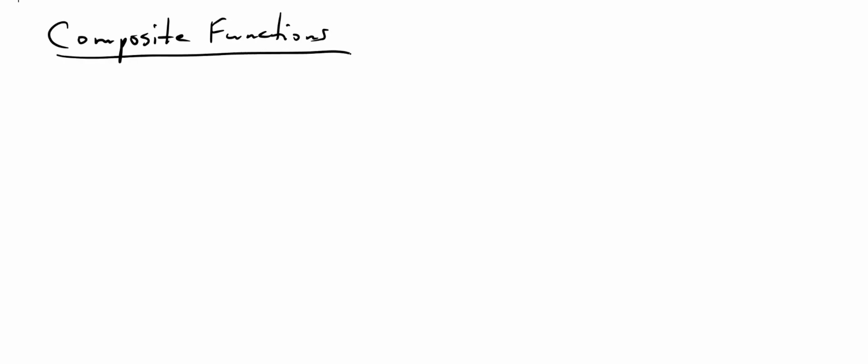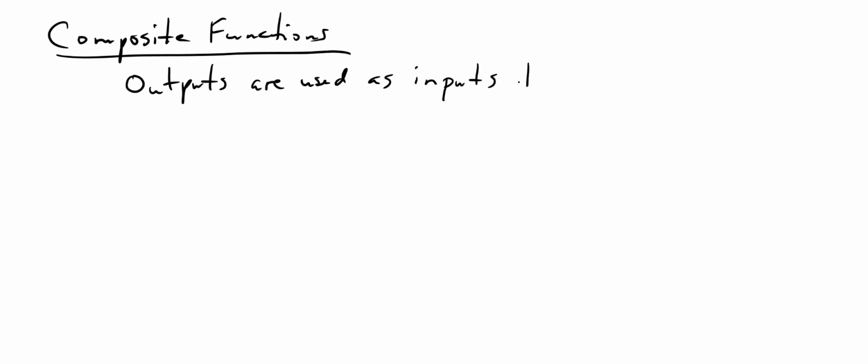All right, so composite functions, basically really fast: outputs are used as inputs to another function. There we go. All right, so you guys, I'm sure you remember it, right?